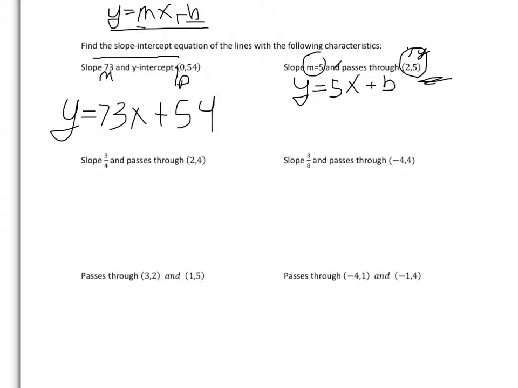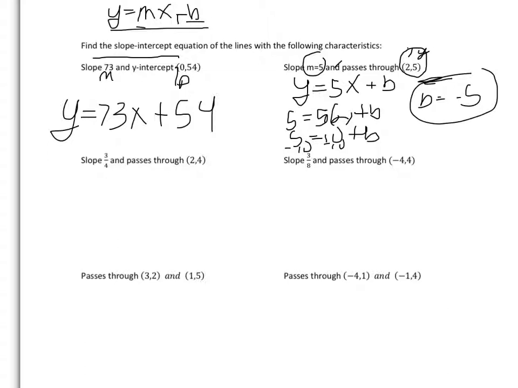So plugging these in, 5 equals 5 times 2 plus b. So we get 5 equals 10 plus b. Subtract 10, and we get b equals negative 5. Now, notice, we have our b, negative 5. We have our m, 5. We plug those in. y equals 5x minus 5. And this right here is the equation of the line that we're looking for. Okay?